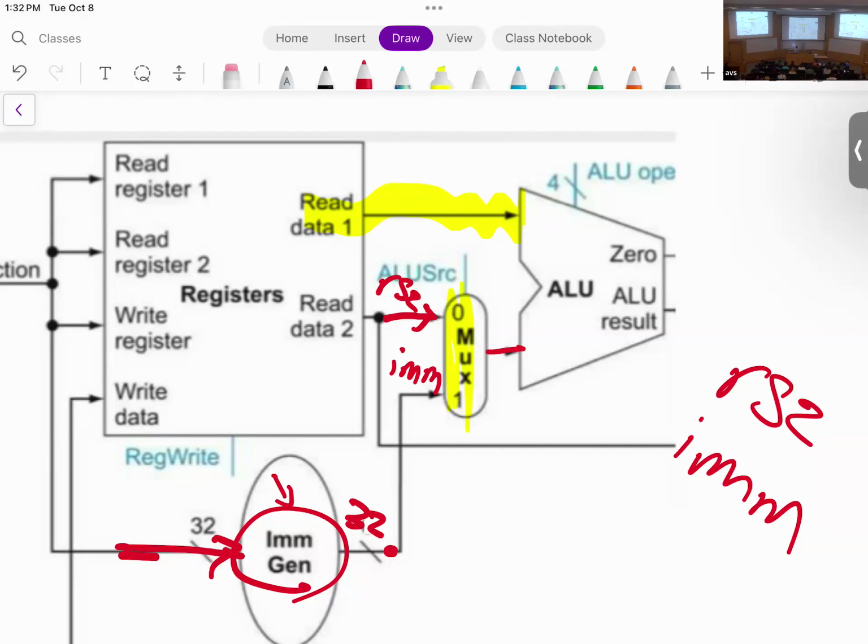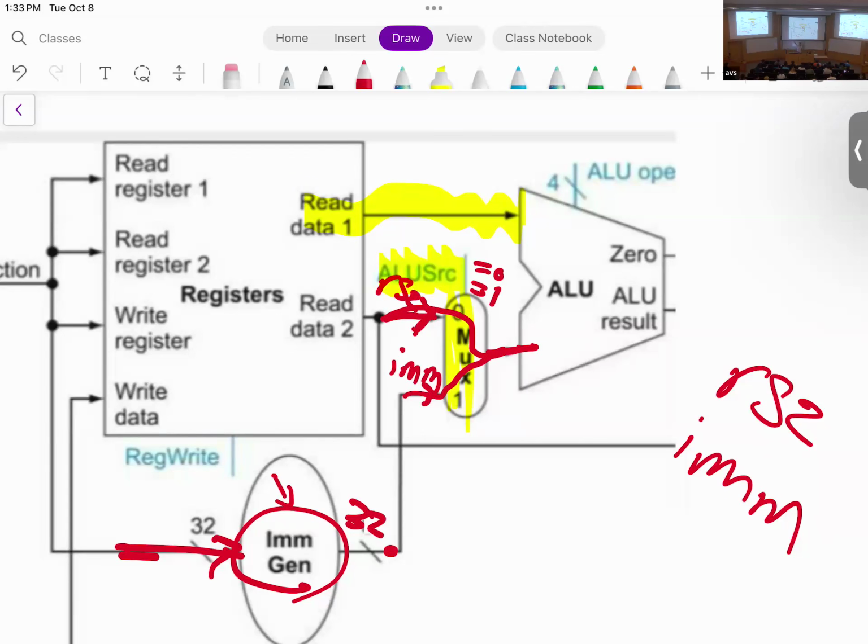Okay? So we have the 32-bit immediate here and the 32-bit RS2 here. We need to decide which one to use. That's where the controller comes in handy. We're going to introduce a control signal called ALU source, and as the name suggests, it picks which source we're going to use. If it's equal to 0, we're going to select RS2, so this one will be connected. If it's equal to 1, we're going to connect the immediate.